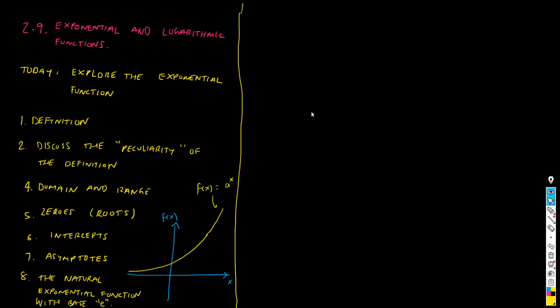And today we're going to begin the new topic 2.9, which is exponential and logarithmic functions. Today in particular, we're going to explore only the exponential function. And we're going to go over these 8 points, okay? Briefly. These are very simple because, like I tell you often, you already know these things. For example, domain and range, zeros, intercepts, asymptotes. You already know most of this. So since they are not new concepts, we can actually do this very quick.